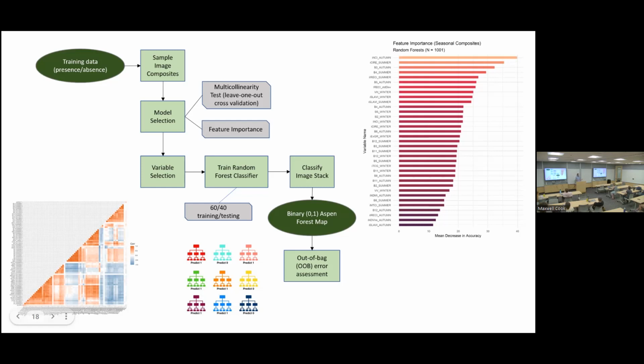We then train a random forest classifier using 60% of our training data to train the model, and then 40% holding out for validation. That means basically we take 40% of our presence and absence data, we leave it aside to be able to test how well our model's doing. We then classify the image stack, getting our binary forest map, and we can measure our out-of-bag error estimate.